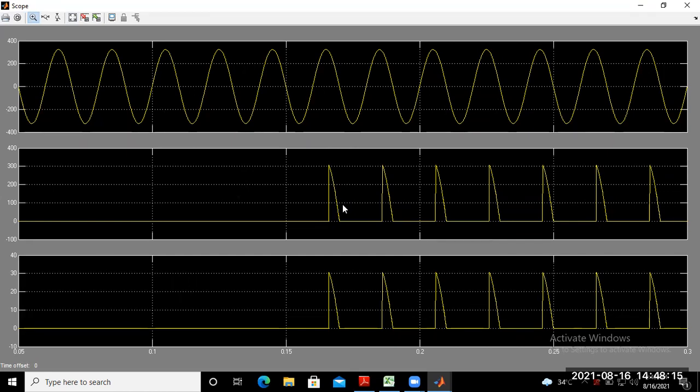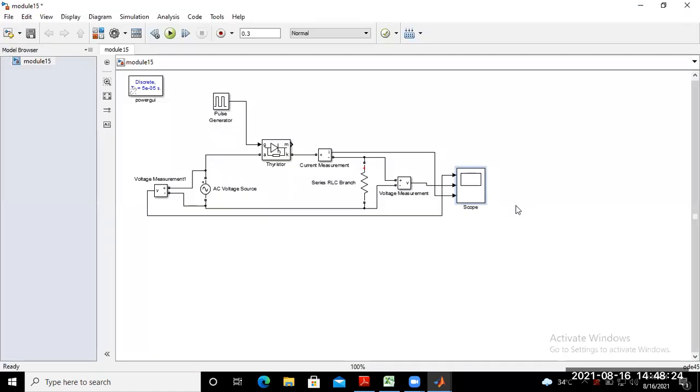You can check the value of copper. Where is the one? So you can verify here. Suppose that here pulse generator. So you can connect to 1 volt voltage across this thyristor also.